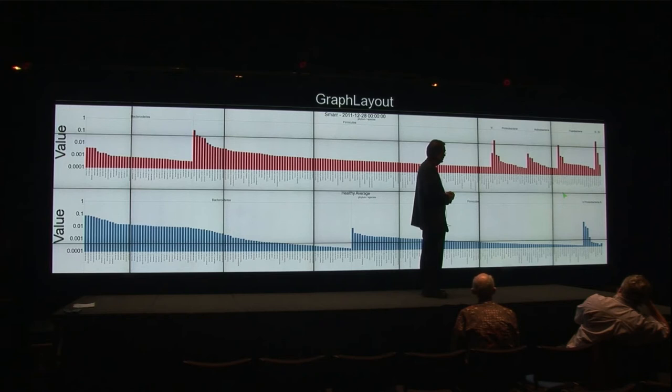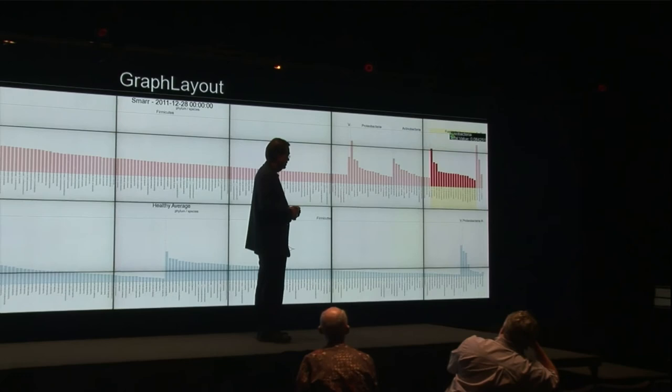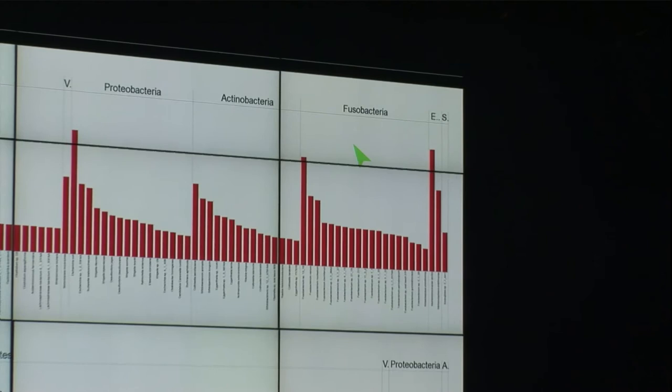So let's do the Fusobacteria. Okay, Fusobacteria, go ahead and highlight it. 8% is Fusobacteria. How many in a healthy person? Oops, goose egg. They don't even make it in the top 200. And it's 8% of me.